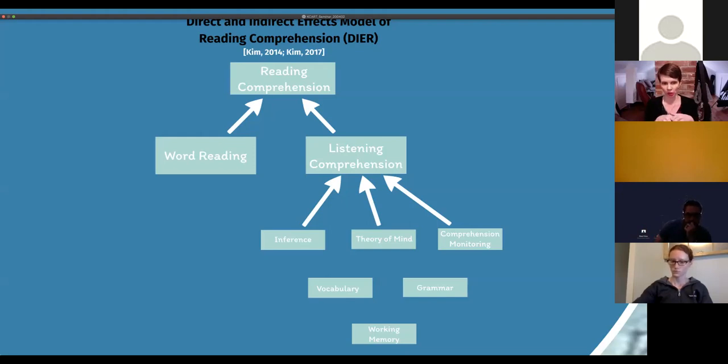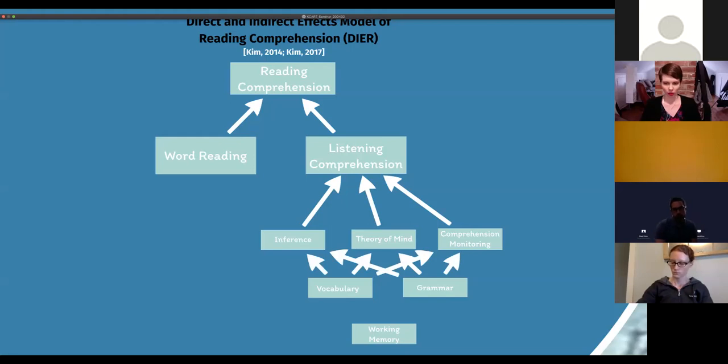And then we have comprehension monitoring. So this is what we are all already doing very naturally as good readers, is we're monitoring our comprehension to make sure that we're understanding what we are reading. And if we don't understand, going back in the text and rereading to make sure that we correct for that misunderstanding. And then we have the skills related to oral language, specifically vocabulary ability and what Kim referred to as grammar, also referred to as morphosyntax.